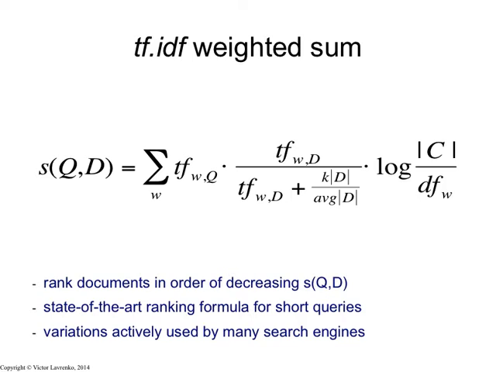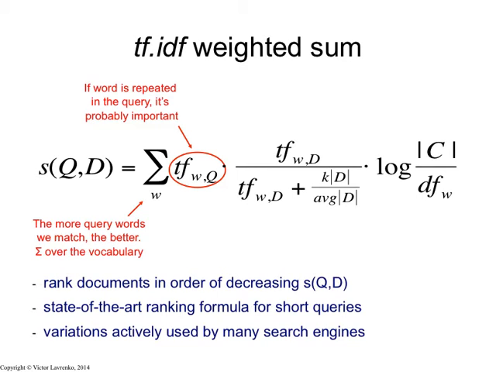So we talked about this is used by pretty much every search engine out there as one of the features. And the big components of the formula are, remember, the summation that goes over the vocabulary. So that basically says that the more words that the document and the query have together, the better. Right? If words repeat, so that's the frequency of a word W in the query. If some word has a frequency bigger than 1, it's probably more important than other words.